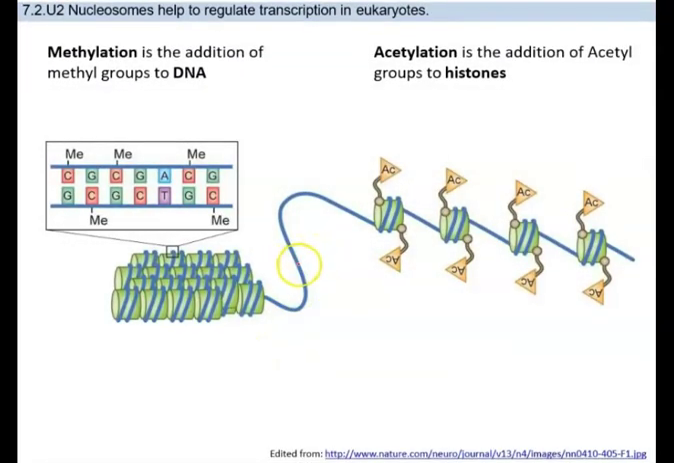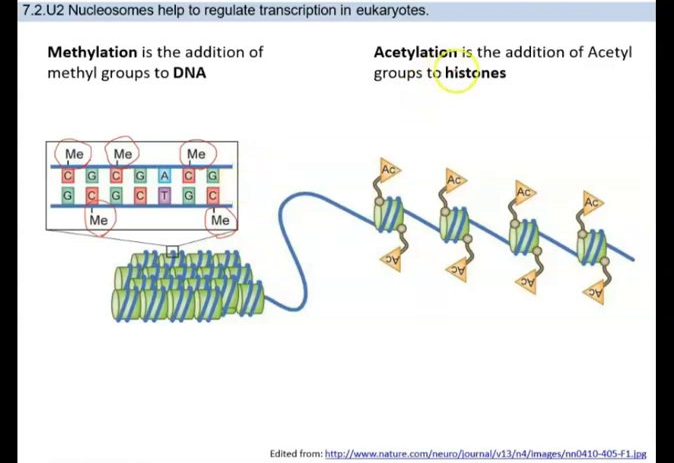Okay, from here, the discussion on methylation and acetylation starts. What does that mean? Methylation is the addition of methyl groups to DNA. So you can see if this is a DNA, then the methyl groups have been added in different parts of the DNA. So first step, what is methylation? Methylation is the addition of a methyl group to the DNA.